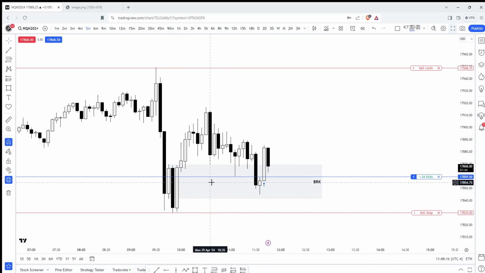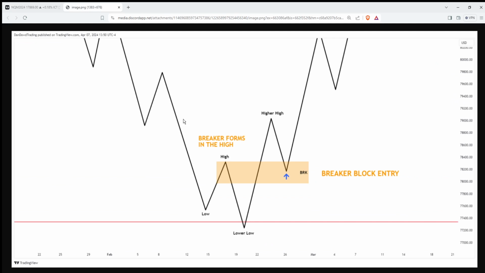Now, why is this a valid breaker? Because anyone can identify a breaker, and if you don't know how to identify a breaker, I'm going to show you what that looks like right now. In a bullish breaker, price will make a low, it'll go up, it'll make a high, then a lower low, then a higher high.